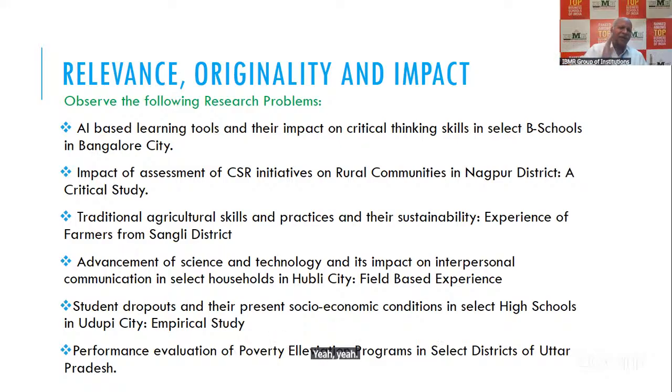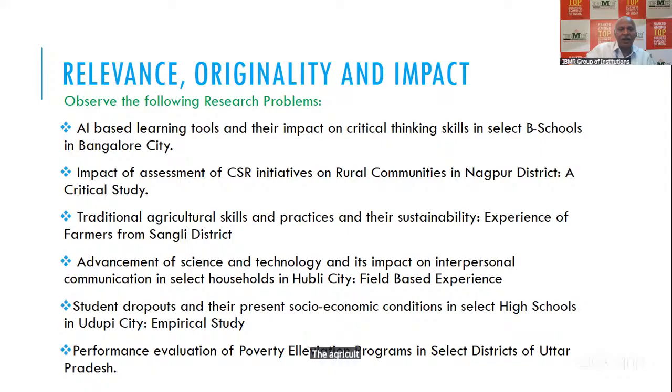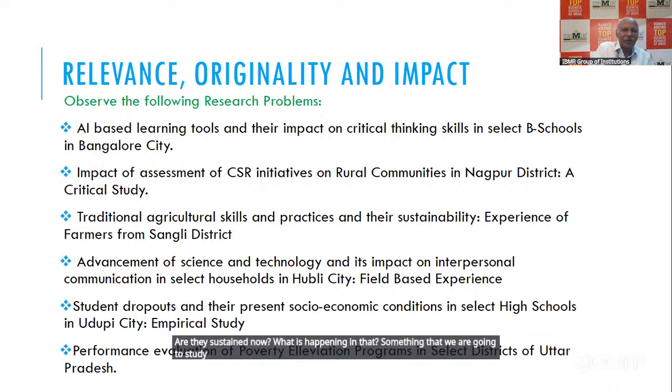My idea here is that we have been doing agriculture from generation to generation. We have some traditional skills that are still effective. Now we have gone for complete modernization, and even many agricultural activities like cultivation are replaced by AI tools. So the agricultural skills that have been passed from generation to generation, do they still exist? Are they sustained now? That is what we are going to study. Here is the uniqueness: we do not find anybody who has studied research like this. What do you feel, sir? What do you all feel?